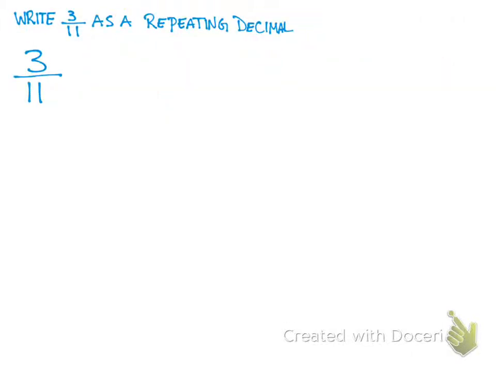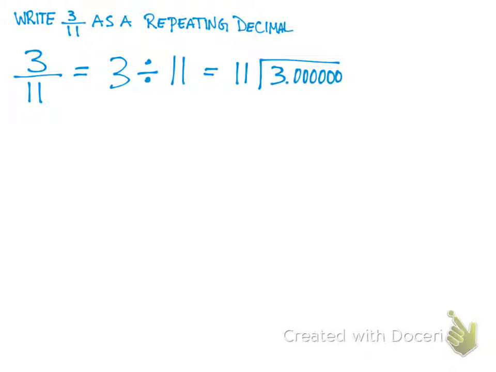Now let's take a look at how to write fractions as repeating decimals. Suppose I asked you to write 3 out of 11, 3 elevenths, as a repeating decimal. Well, 3 over 11 is the same thing as saying 3 divided by 11, top divided by bottom. And really that's the same thing as writing 11 into 3. But 3 we can write as 3.000. We can add as many zeros as we want after the decimal point.